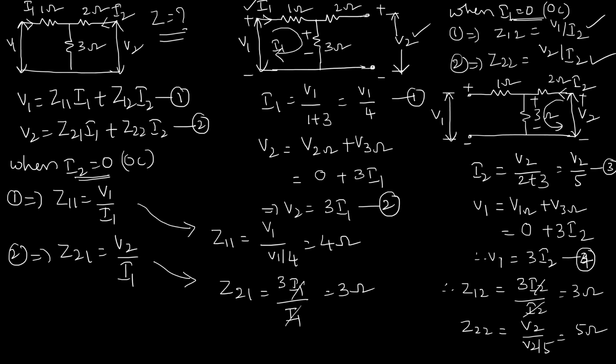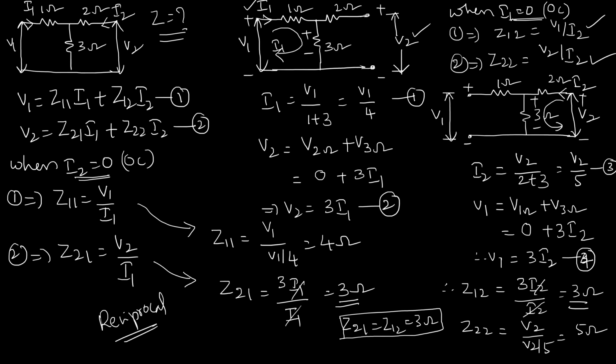So did you find any pattern in these parameters? Yes. You can observe this Z21 equal to Z12, which is of the same value. Whenever you observe a condition like this, the network will be considered as a reciprocal network.